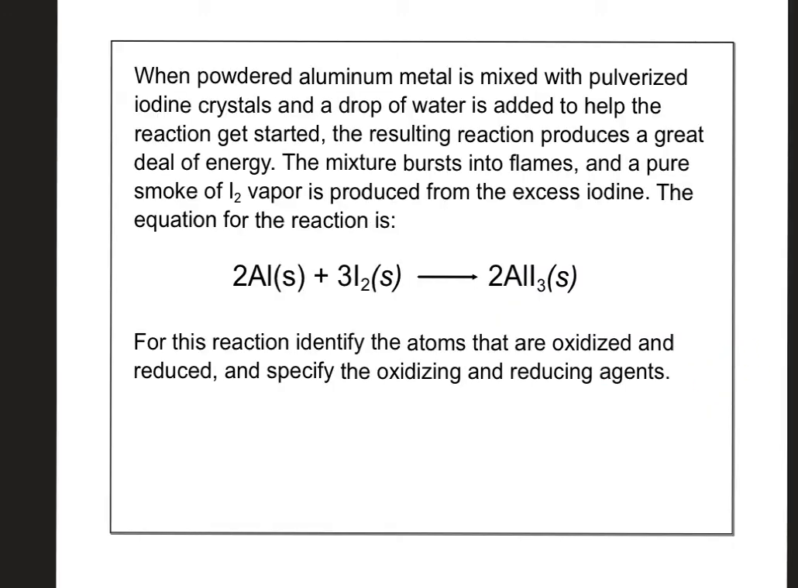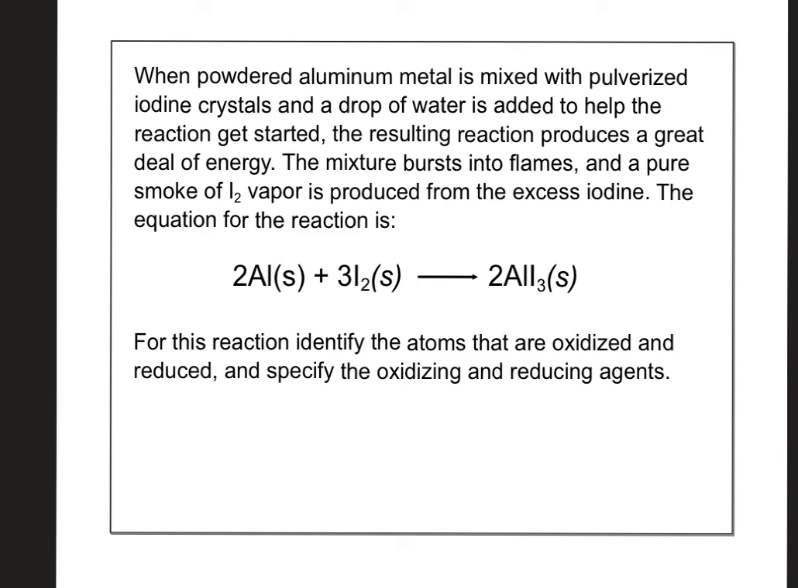All right, when powdered aluminum metal is mixed with pulverized iodine crystals and a drop of water is added to help the reaction get started, the resulting reaction produces a great deal of energy. The mixture bursts into flames and a purple smoke of I2 vapor is produced from the excess iodine. The equation for the reaction is, there you go.